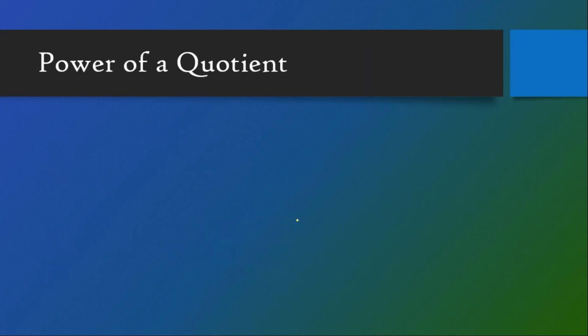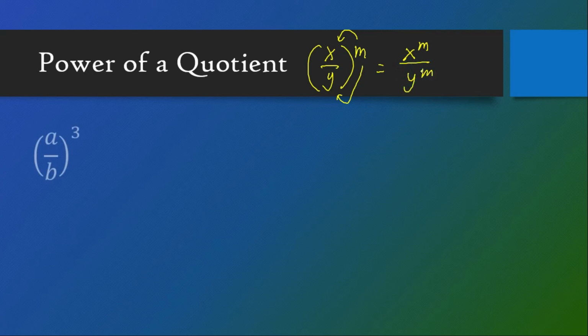Okay, another one, we have the power of a quotient. Sa power of a quotient, you have two different variables na i-raise mo into an exponent. So, distribute lang sa ating numerator at denominator. Kaya magiging x raised to m over y raised to m. For example, we have a over b cubed. Distribute. Kaya magkakaroon tayo ng a cubed over b cubed.